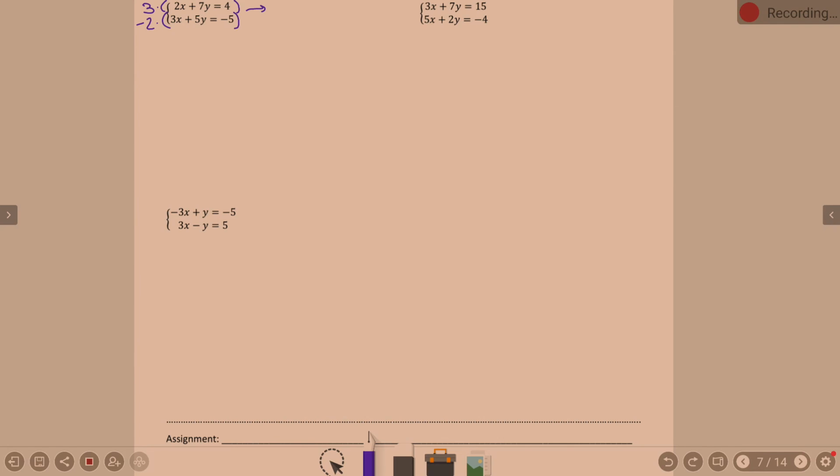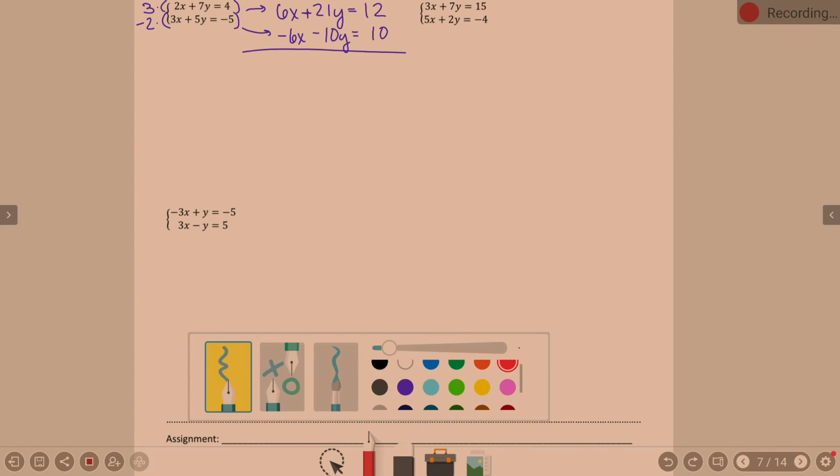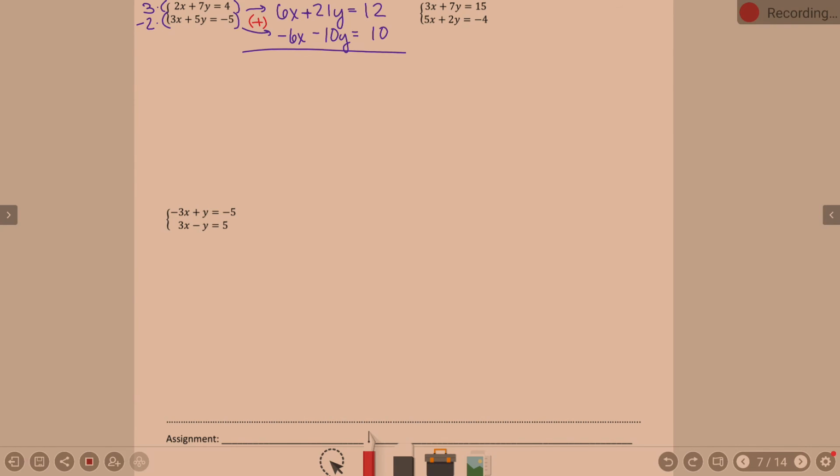When I multiply the top one by 3, my equation becomes 6x plus 21y equals 12. My bottom equation becomes negative 6x minus 10y equals positive 10. 6x and negative 6x worked out to be opposite signs. So we're adding them, yes? Yes. 6x and negative 6x are gone, right? They're 0, they cancel.